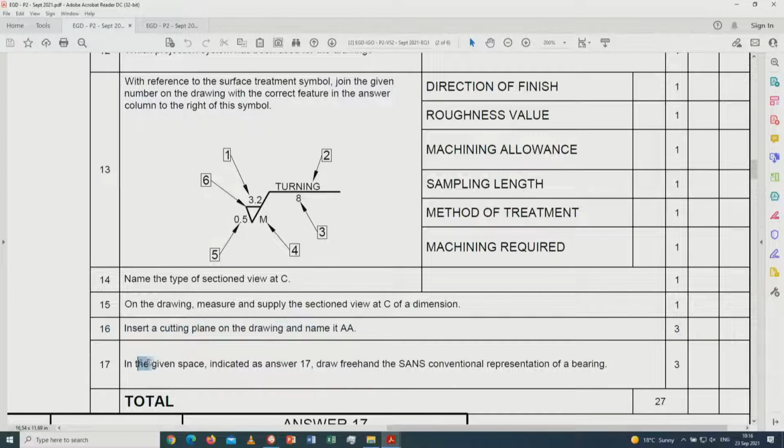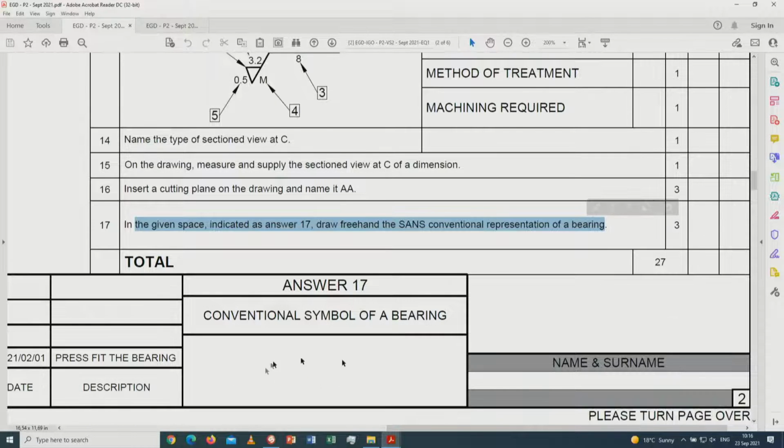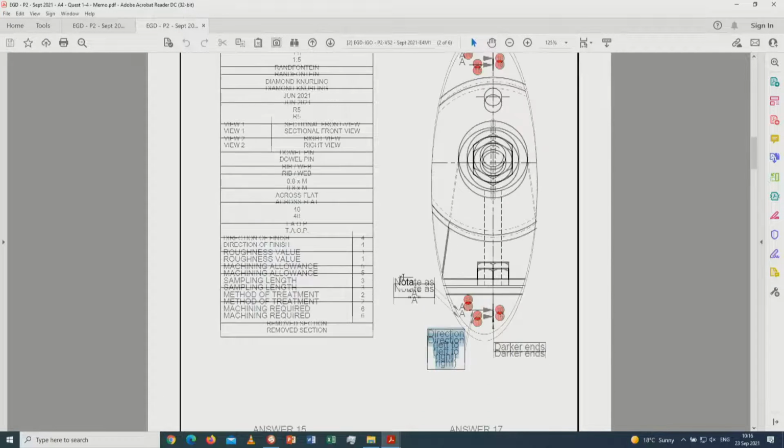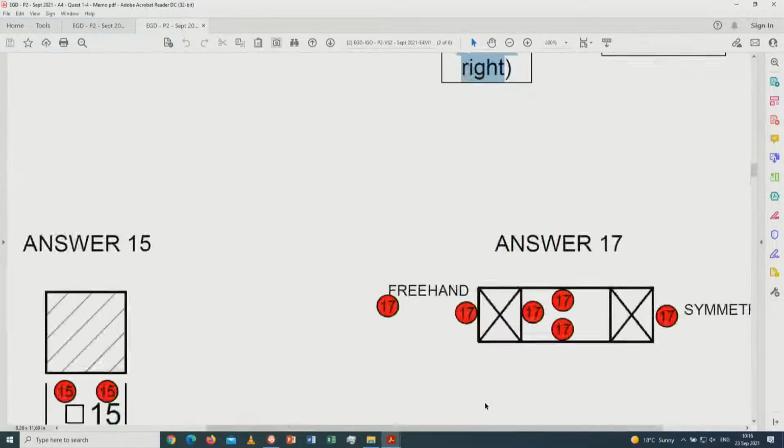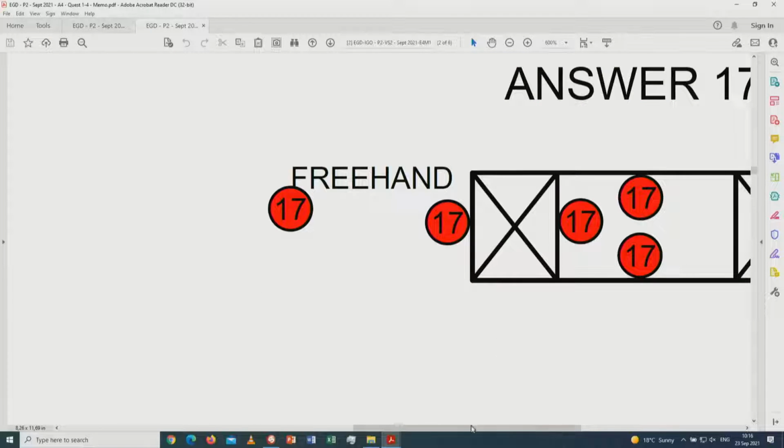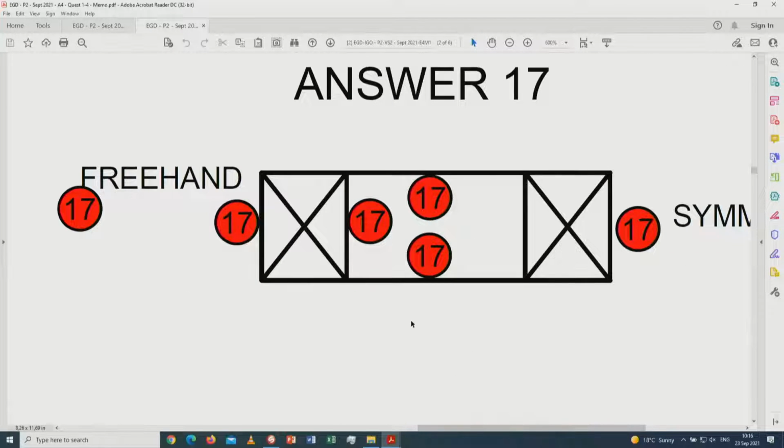In the given space, indicate by answer 17, draw freehand the conventional representation of a bearing. Now, ladies and gentlemen, there's the answer. It's supposed to stand over here. Going to the answer, it is pointed out to you by this point over here. That is the bearing. There's no shaft in there. It's just asked for the bearing.